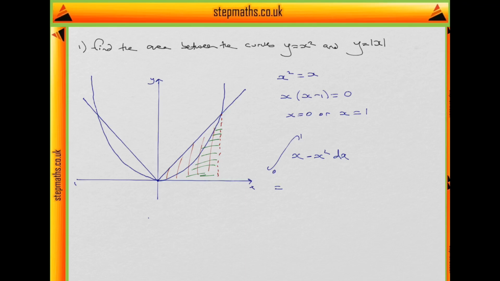So that is equal to 1/2 x squared minus 1/3 x cubed, between 0 and 1, which is equal to 1/2 minus 1/3, which comes out as 1/6. And as we said before, our area is twice that due to symmetry, so our overall area is going to be 2 times 1/6, which is 1/3.